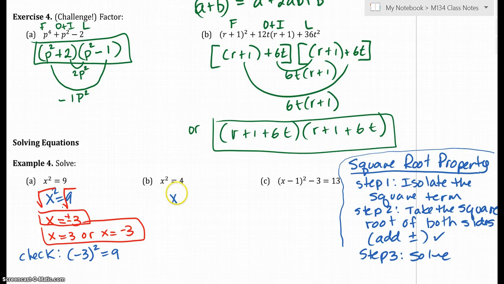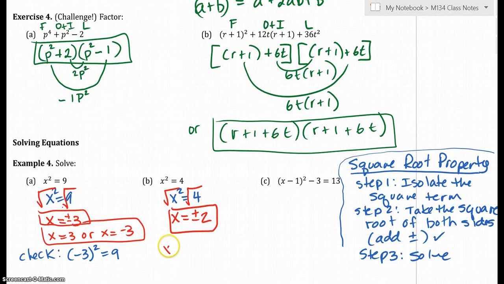So part B, same thing. So we start here. Let's choose a different color. Let's take the square root of both sides. The left side is x. The right side is plus or minus 2. And you could just leave the answer like that, or you can write it the other way.